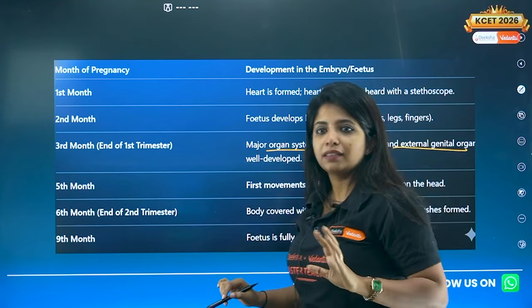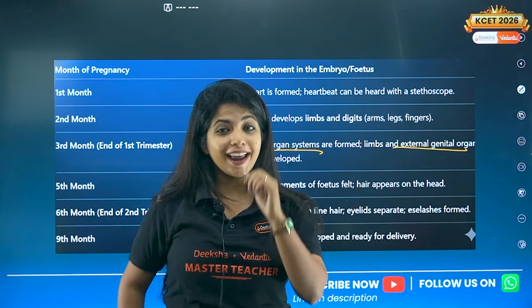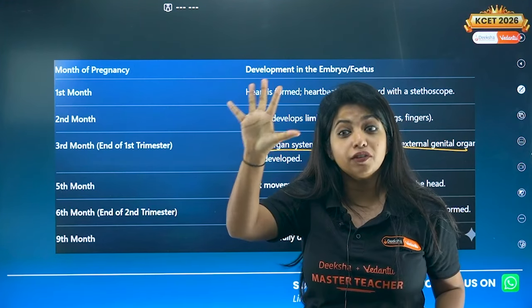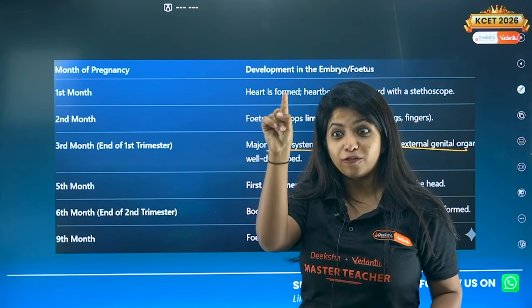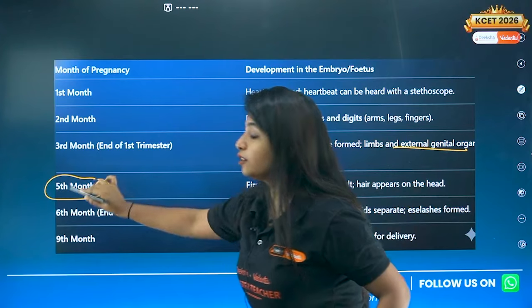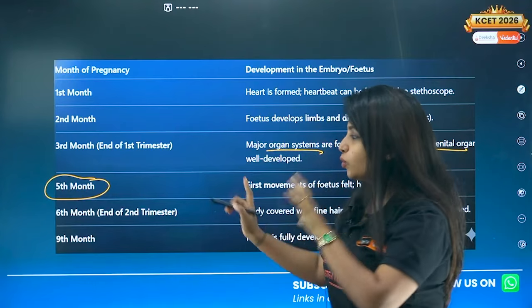4th month, skip. Then in the 5th month the baby says, God, I need to move around and I need to show my hair off. So basically there will be first movement in the 5th month. First F and 5th also F, so you can remember like that. First movement in the 5th month, and also hair on the head. Hair on the head is also in the 5th month.